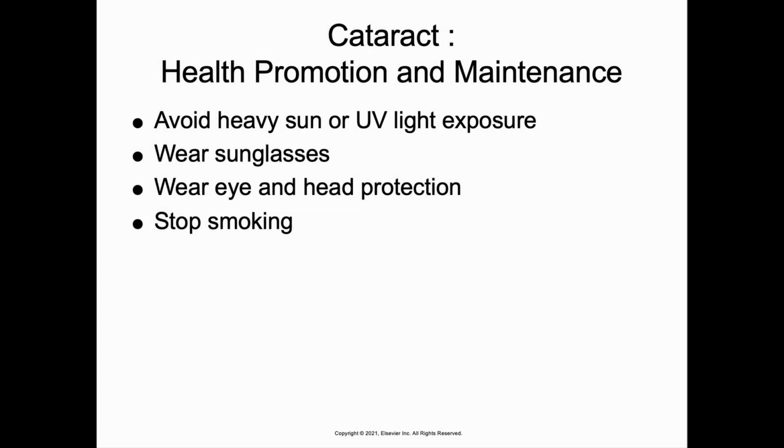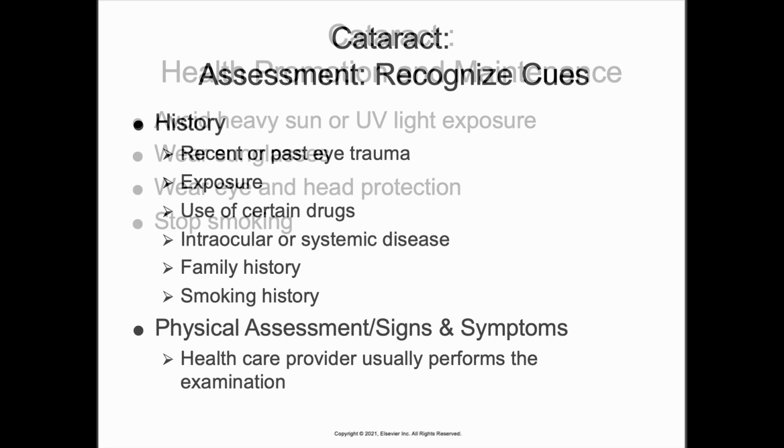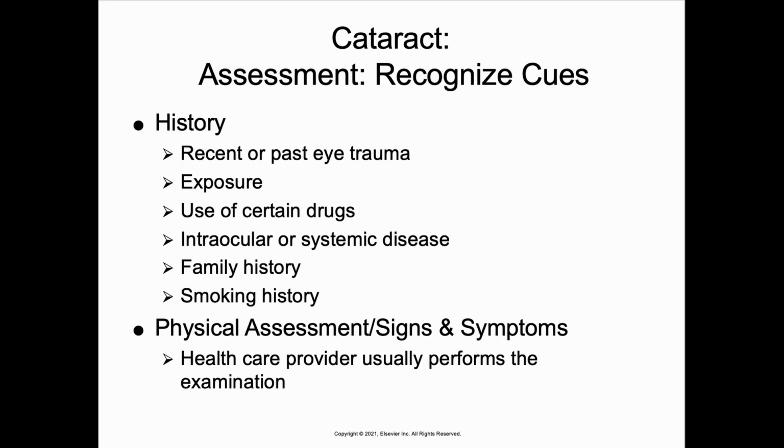How do we avoid it? So avoid heavy sun or UV light exposure. Wear sunglasses, wear eye and head protection. And if they smoke, guys, anybody in the world, what are you going to say to them? Stop smoking. History: have they had any recent or past eye trauma? Exposure to chemicals, exposure to toxins, use of certain drugs that can affect their eyes.